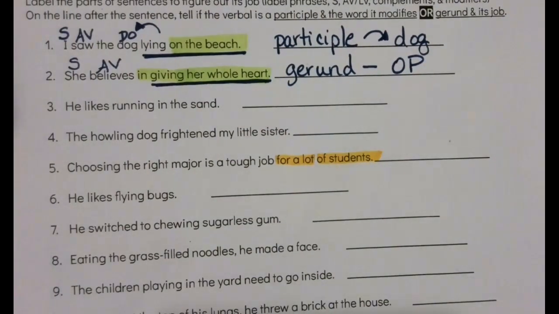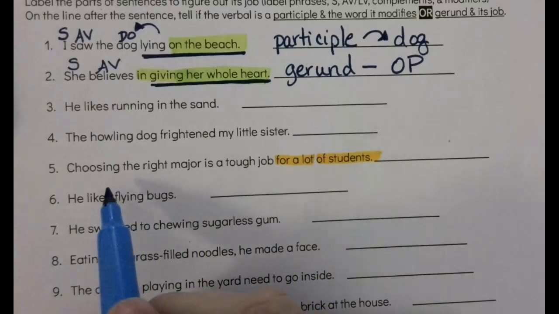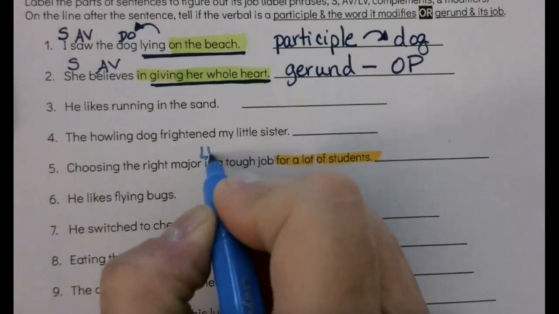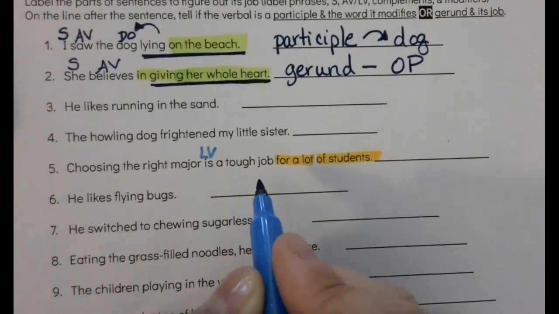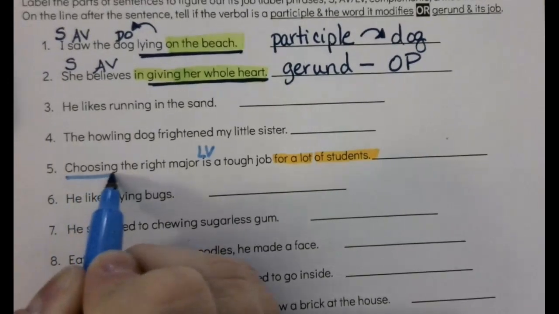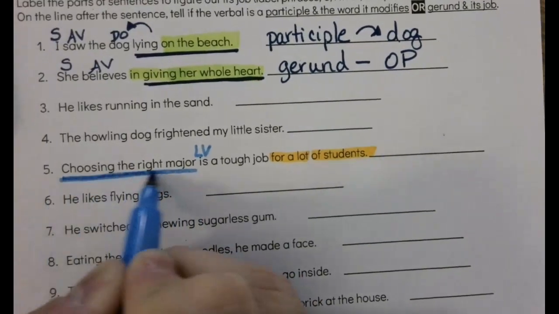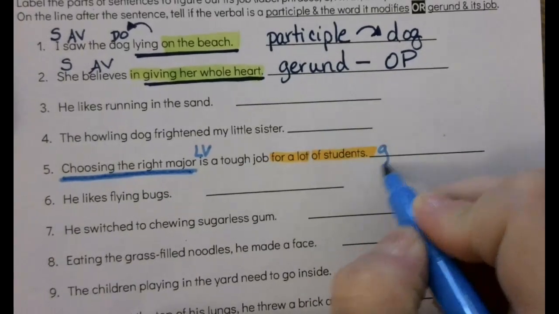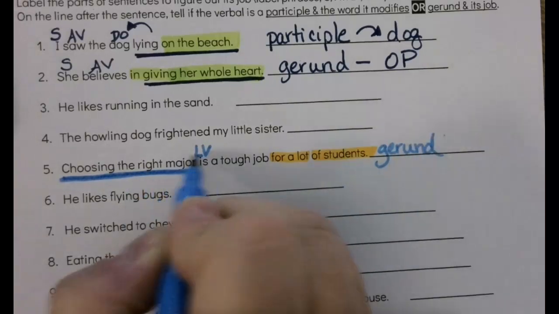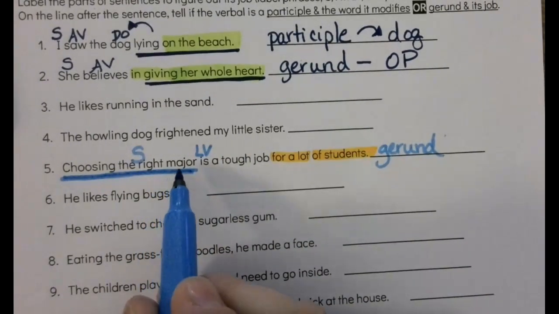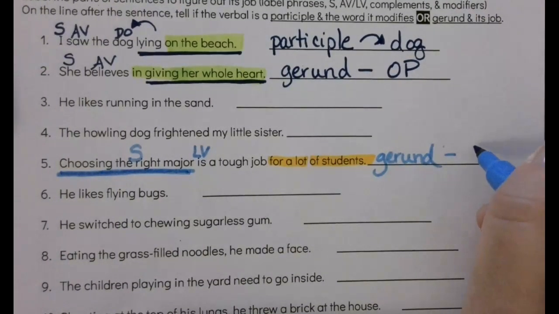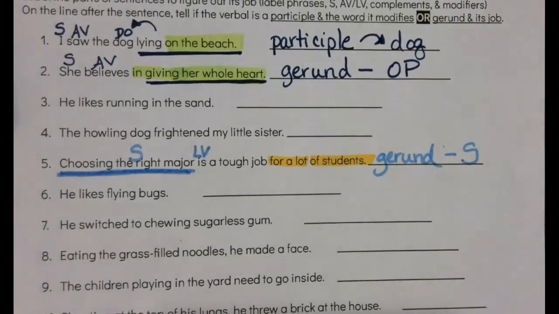Then I'm going to look for my subject. What is the subject? And if I get stuck and I can't find the subject, sometimes I think it's easier to find the verb. So I see a verb. Is a linking verb. What is a tough job? Well, it looks like choosing, and not just choosing, but choosing the right major is a tough job. So that tells me this must be a gerund. And it looks like it's the subject of the sentence. It tells me what the sentence is about. So I'm going to write gerund on the line because that's what type of verbal it is. And it's doing the job of a subject. And you can abbreviate there.